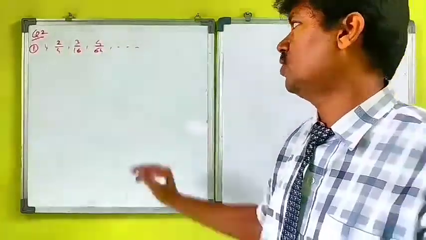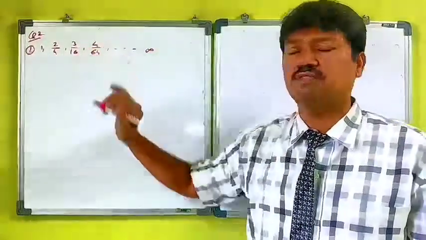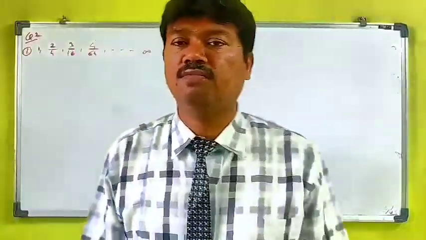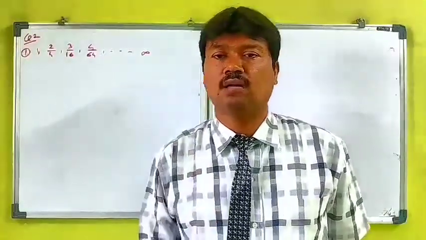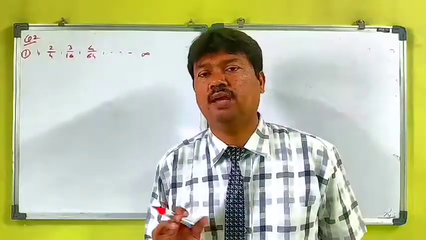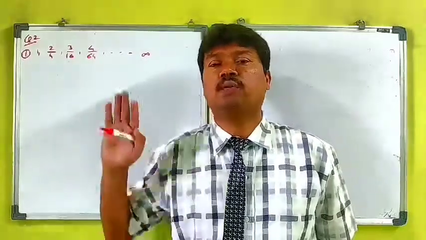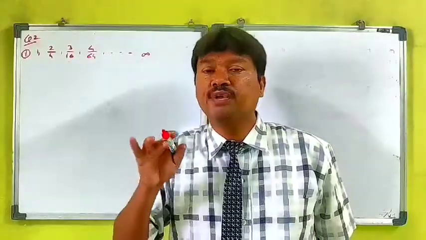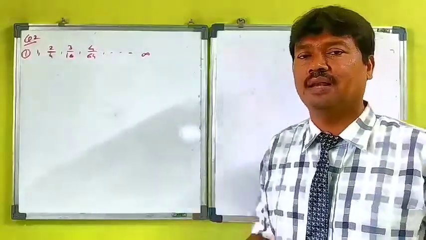Yes, so the next question of the infinite series is 1, 2 by 4, 3 by 16, 4 upon 64. I already told you that the sum of the infinite series exists if the common ratio of the ABGP should be less than 1, because if it is greater than 1, the nth term is already infinity and the sum is infinity. So it should be reduced.